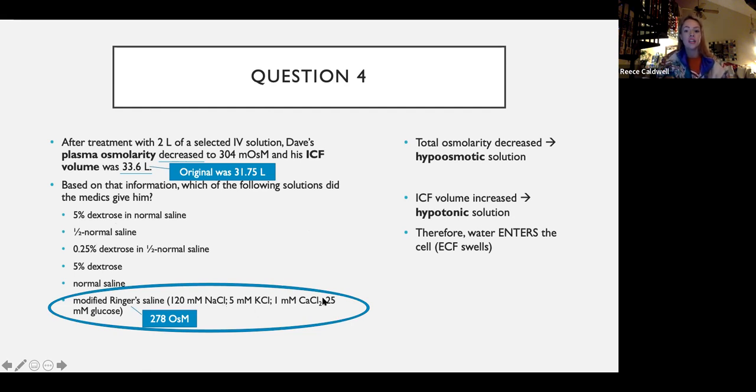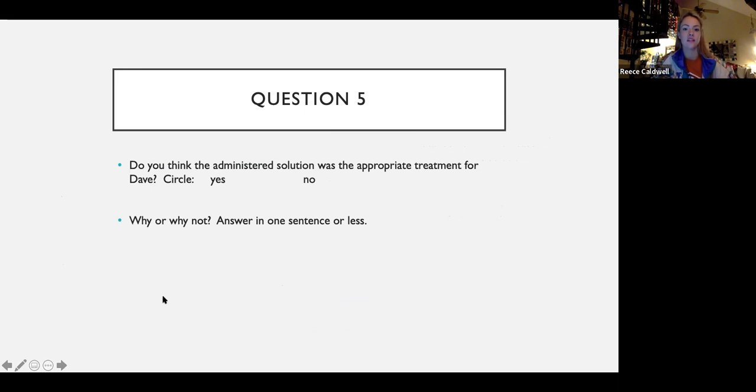And we do see glucose in here. However, that's going to just be subtracted from that 278, leaving us with an even more hypotonic solution. So we would subtract 25 from 278, giving us 250 something. I'm bad at doing math in my head, which is definitely a hypotonic solution. So this is what they gave him, modified Ringer saline.